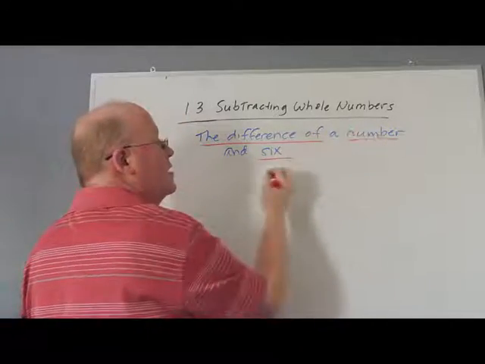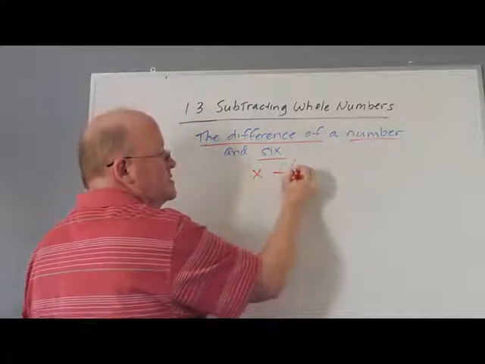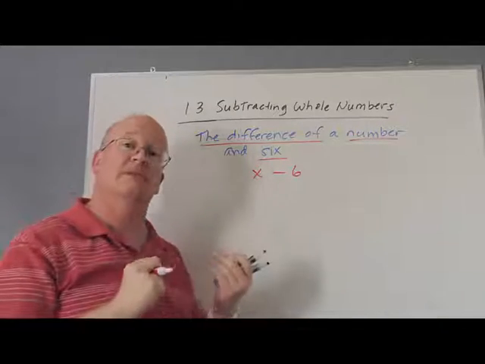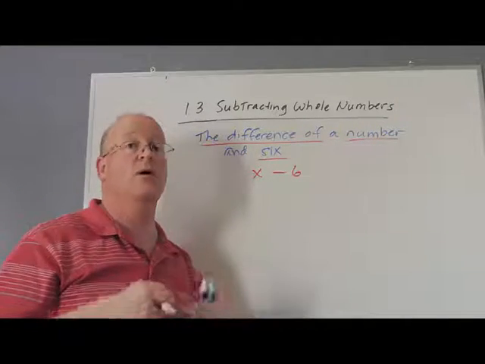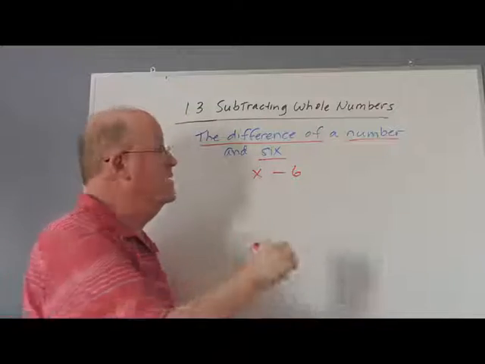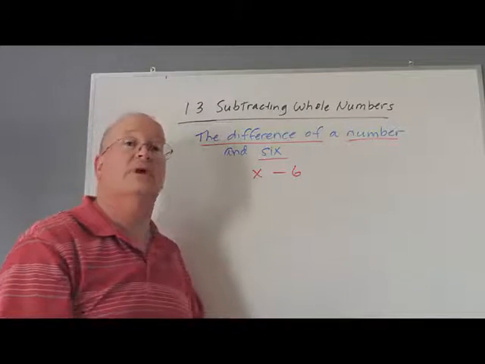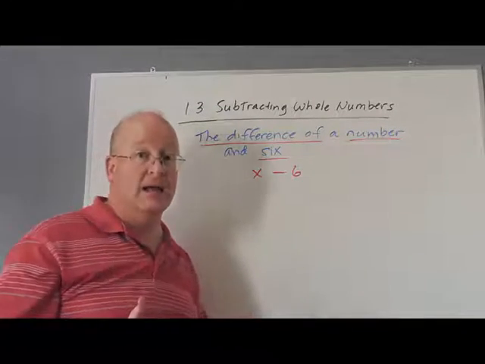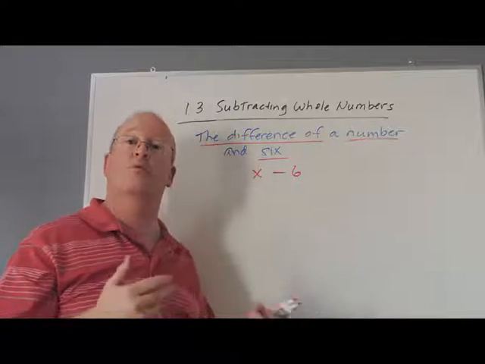So this is going to be a number, I'll just call it x, minus 6, instead of 6 minus x. I've already told you subtraction is not commutative, and 6 minus x and x minus 6 are not the same. If we were adding x plus 6 and 6 plus x, that would be the same.